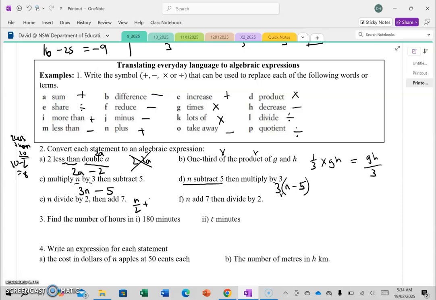N divide 2, add 7. N add 7, then divide by 2. You can see the difference there. The order makes a difference.